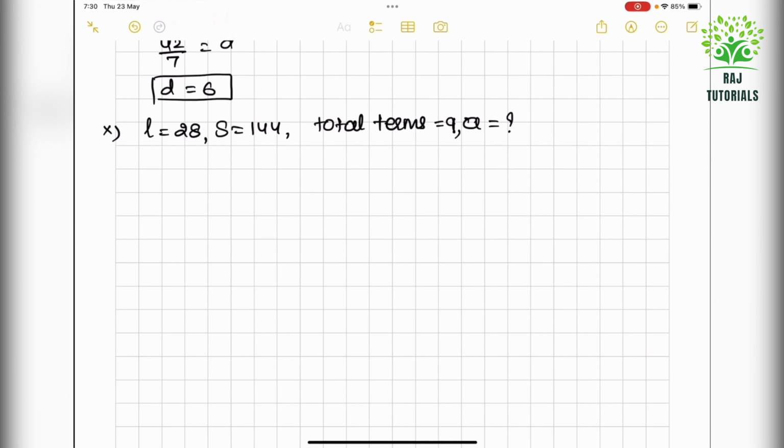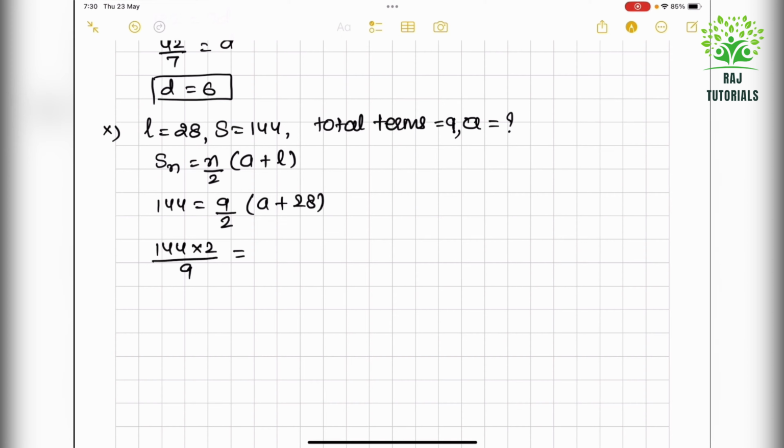Now here I am given l equal to 28, S equal to 144, and there are a total of 9 terms. a I have to find. So I can directly use the formula Sn equal to n by 2 into a plus l. So Sn is 144, n is 9 by 2 into a I don't know, l is 28. So 144 into 2 by 9 will be equal to a plus 28. I can say 32 minus 28 equal to a. So a equal to 4.